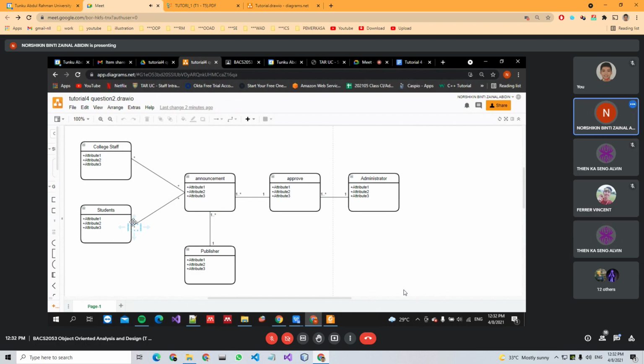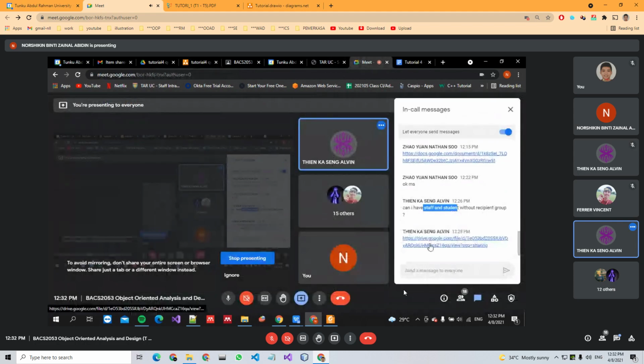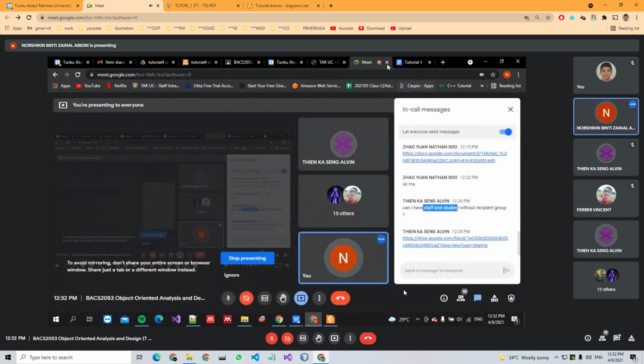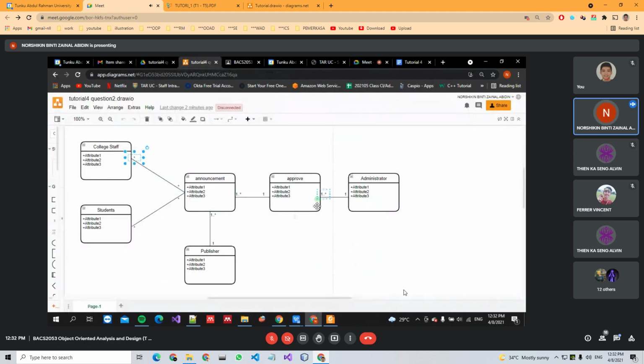But I think you only need to answer the college staff and student needing a recipient group or not. Without the recipient group, you mean you don't have the recipient group class? Yes. Okay, thank you, Alvin. Now I get what you're trying to say. First, Alvin, I think I will have 3 points here based on your diagram. So first, like I said, in your diagram you should write proper attributes. I think you understand that one. That is the first one.